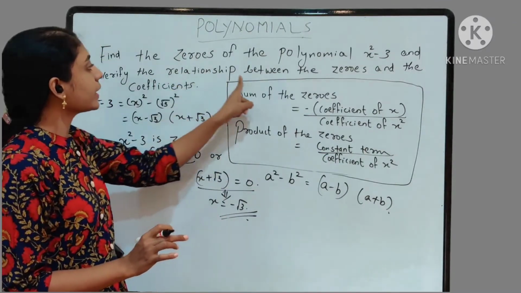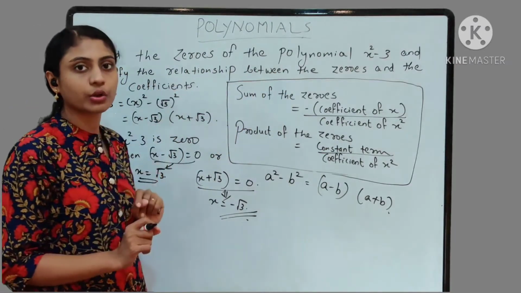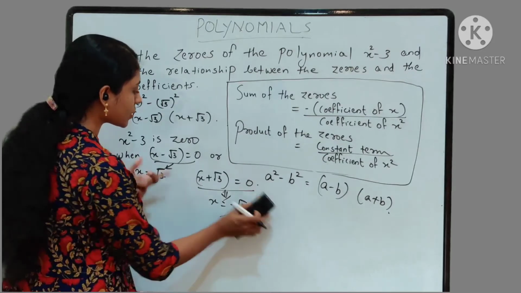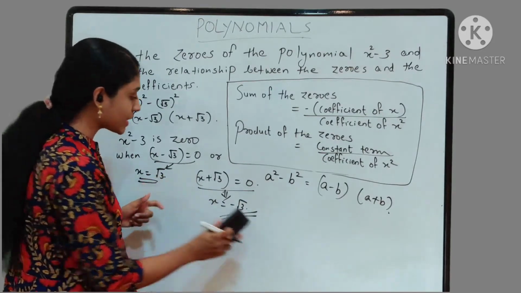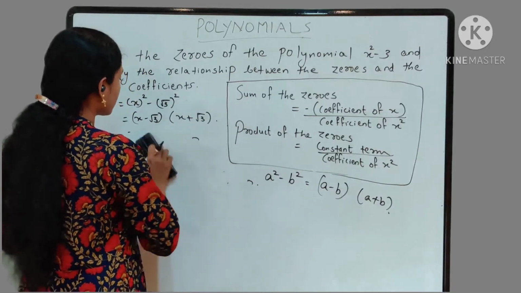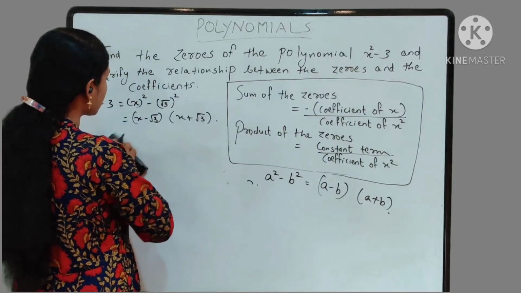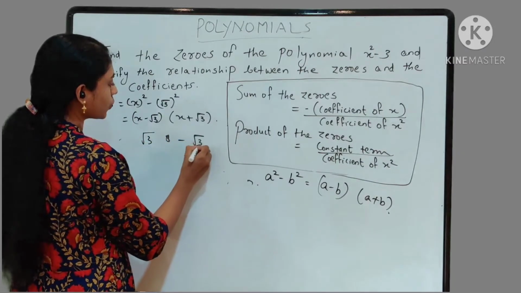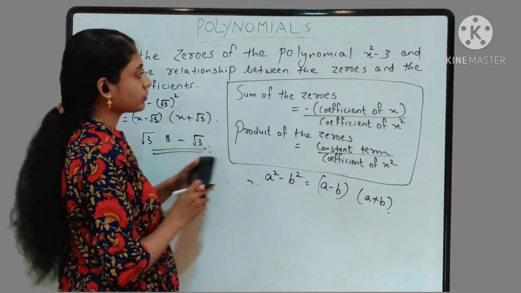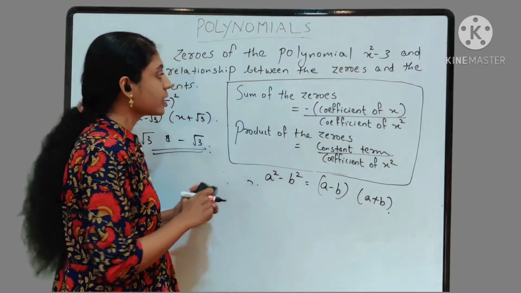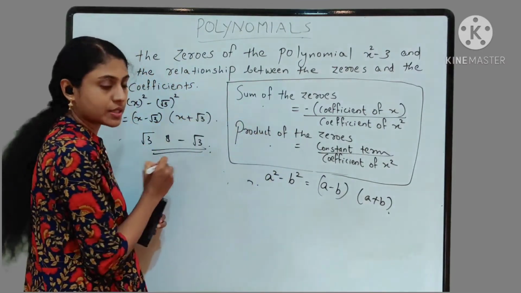Next, verify the relationship between the zeros and the coefficients. How to verify the relationship between the zeros and coefficients? We got the values plus root 3 and minus root 3. So we got the zeros. The two zeros of the polynomial are plus root 3 and minus root 3. Now, we can verify the relationship using the formula for the sum of the zeros and the product of the zeros, okay?